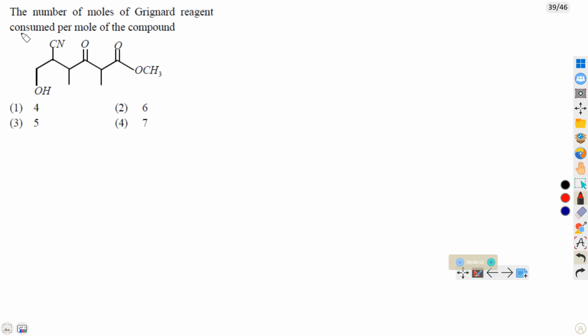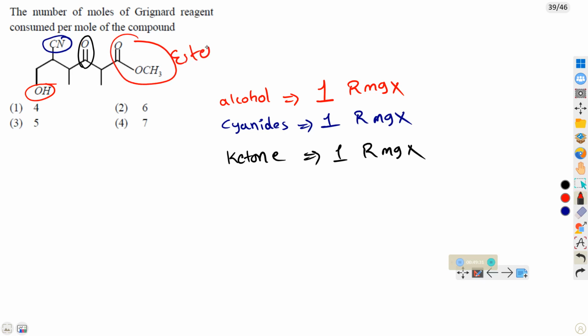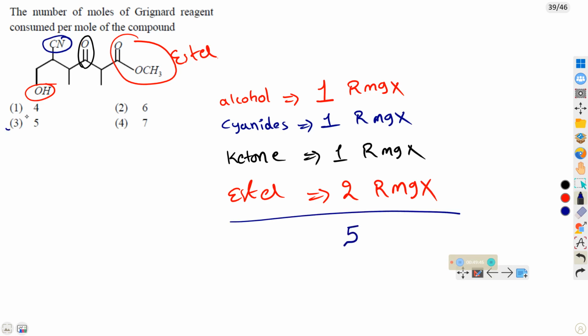The number of moles of Grignard reagent consumed per mole of the compound. Here an alcohol group is present. Alcohol group requires 1 mole of Grignard reagent. After that, a cyanide group is present. Cyanides also require 1 mole of Grignard reagent. After that, a carbonyl ketone group is present. Ketone group also requires 1 mole of Grignard reagent. Finally, this is an ester group. Ester requires 2 moles of Grignard reagent. So total number of moles: 5 moles of Grignard reagent. Third option correct.